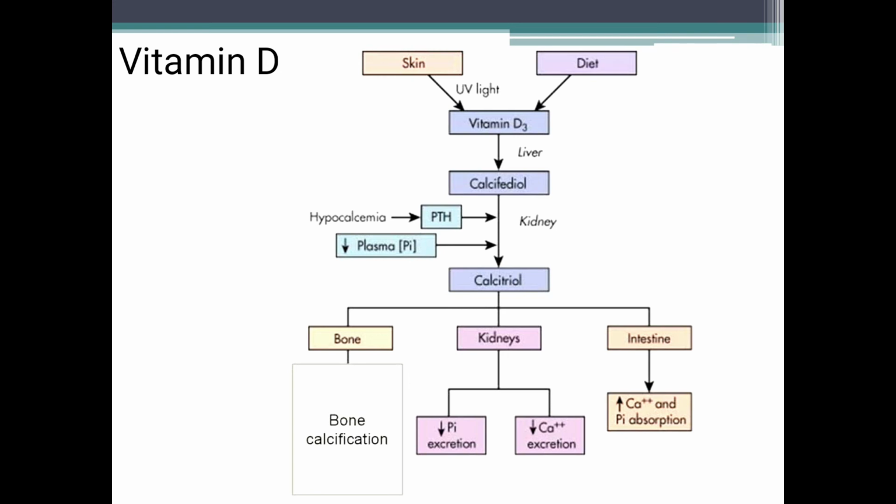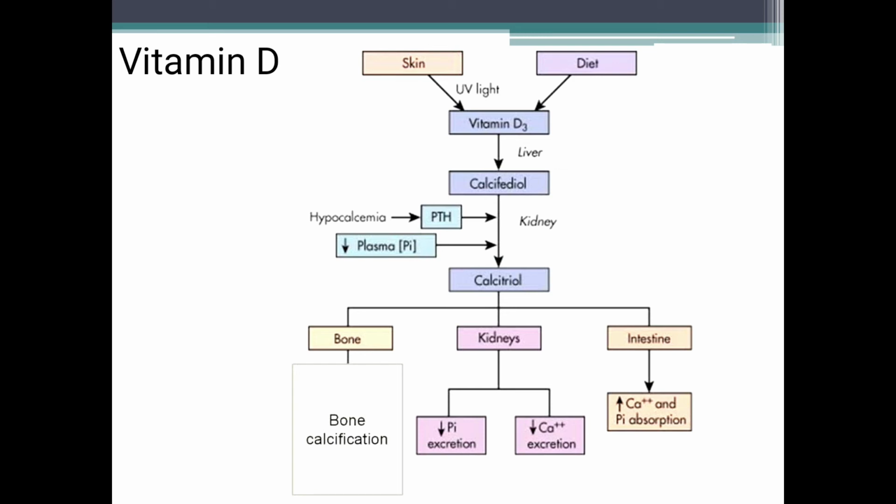Okay, so this is to summarize vitamin D. From the diet we get vitamin D3, that is cholecalciferol, and from the sun, the ultraviolet rays acting on the skin. So 7-dehydrocholesterol is converted into cholecalciferol. That is converted into 25-hydroxycholecalciferol in the liver. Then 25-hydroxycholecalciferol is converted into 1,25-dihydroxycholecalciferol, that is calcitriol, under the control of PTH.